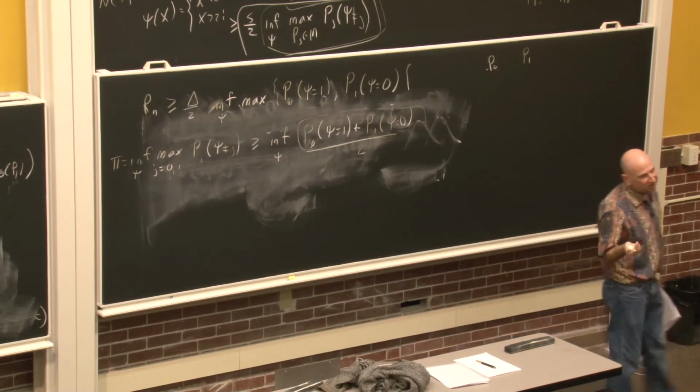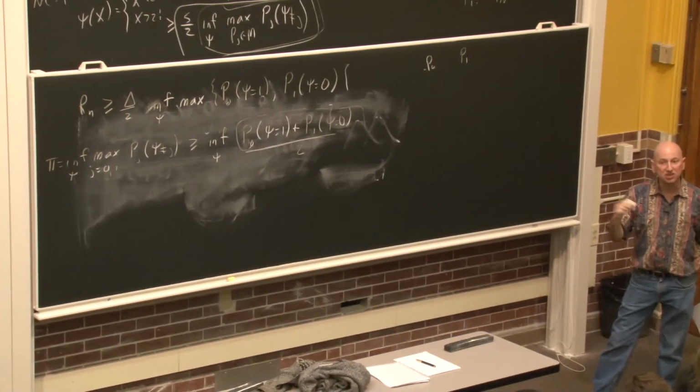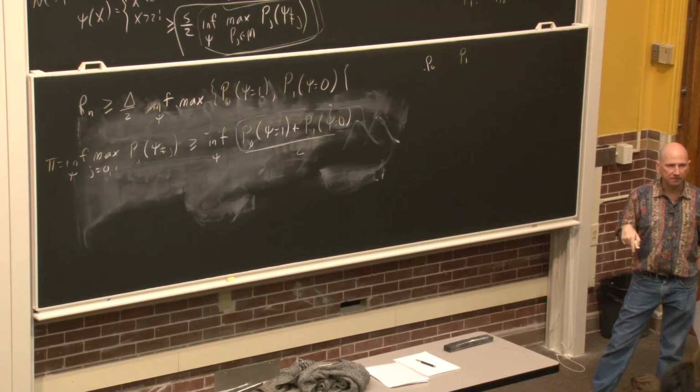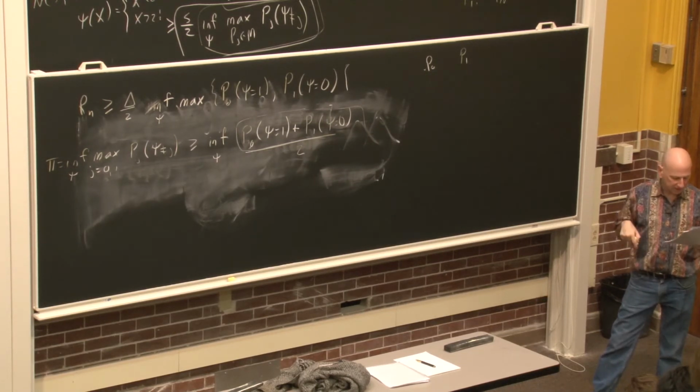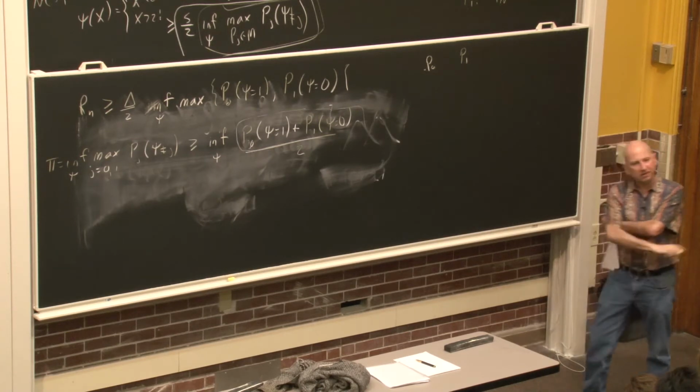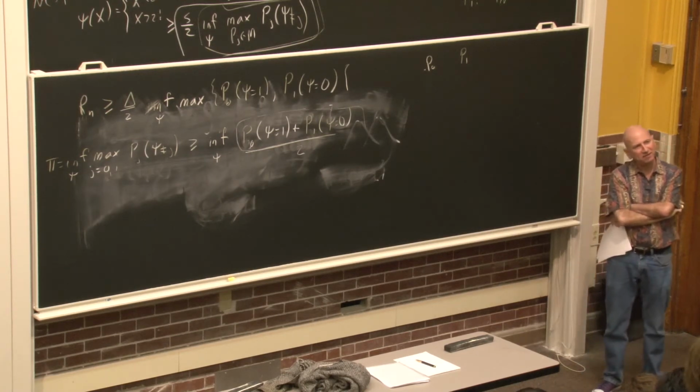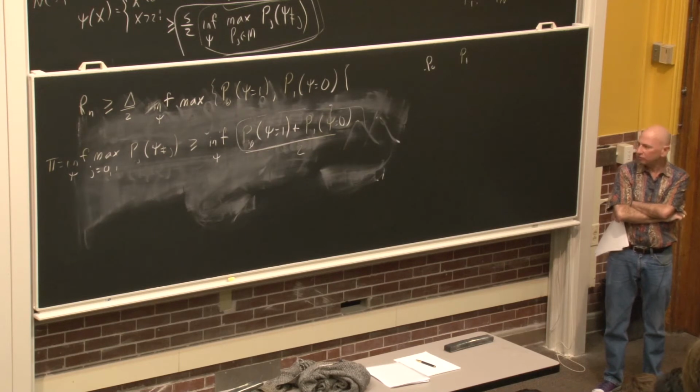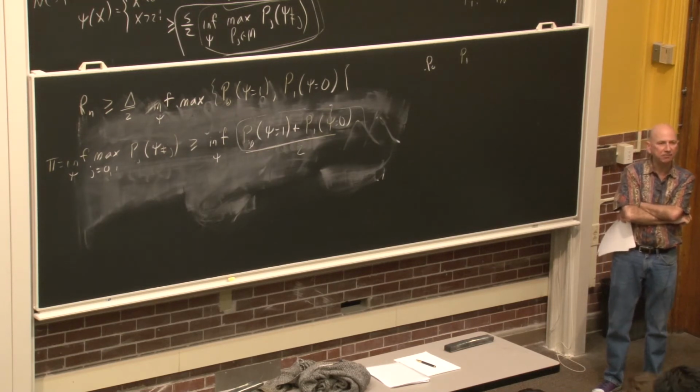It's like a test, except we're not fixing the alpha level. We're summing the type 1 and type 2 error. So here's a fact that is proved on the next page as a lemma. What do you think, without looking, if you had a guess? What phi minimizes the sum of the type 1 and type 2 error?